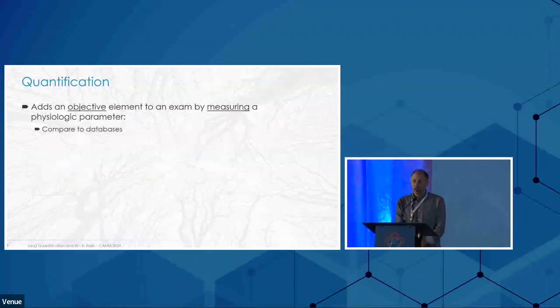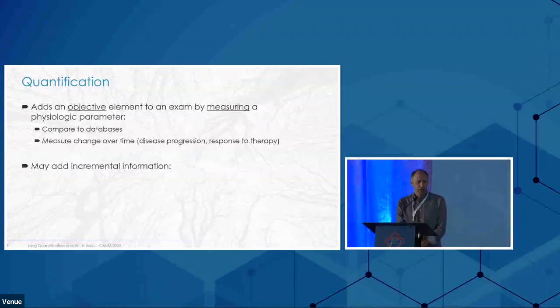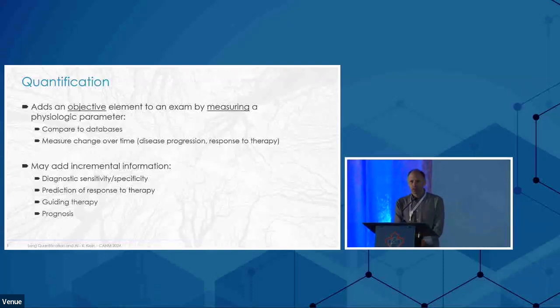That enables us to do things like compare to databases, like a normal database, to detect disease, to measure changes over time, as we've seen very nicely in the earlier talks. So we can look at things like disease progression and response to therapy. And it can add incremental information to our diagnostics, so adding sensitivity and specificity, predicting who will respond to certain therapies, guiding the therapies, and also to prognosticate.